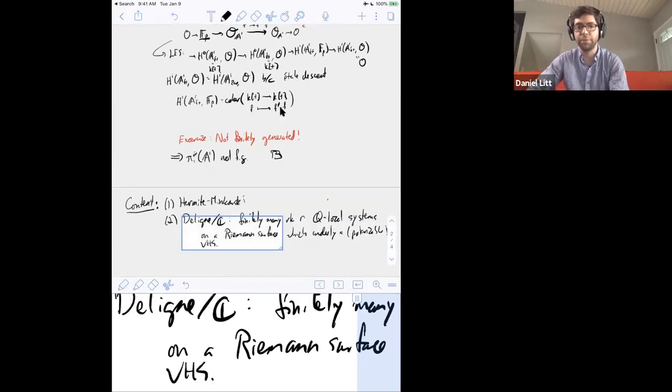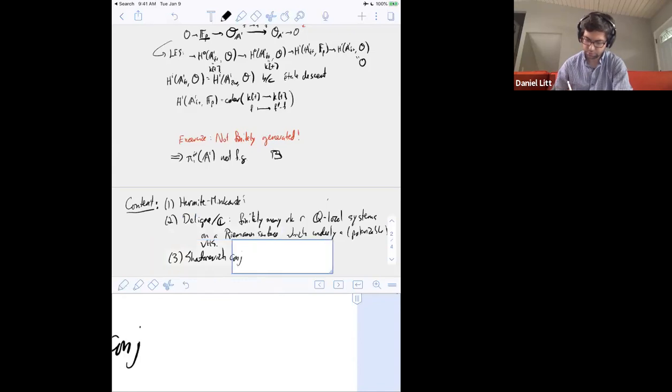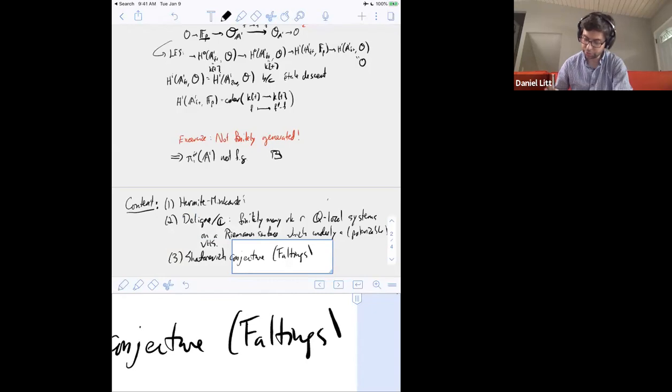You should think of it as some kind of Archimedean analog of being a representation of the arithmetic fundamental group. And we'll see later on that being a representation of the arithmetic fundamental group is really closely related to coming from geometry. Okay, and then finally, the last bit of context I want to mention is the Shafarevich conjecture, which was proven by Faltings as part of his proof of the Mordell conjecture, that there are finitely many rational points on curves of genus at least 2.